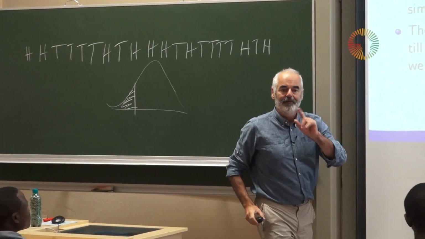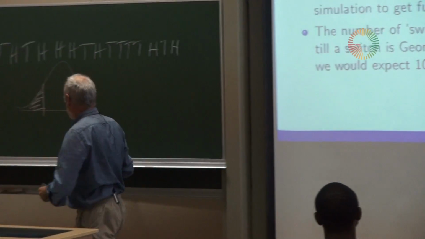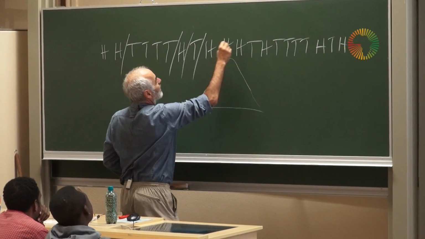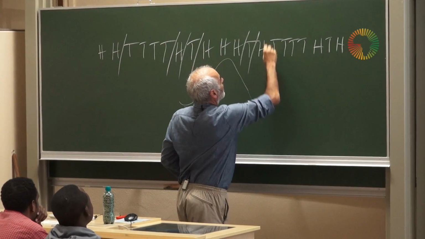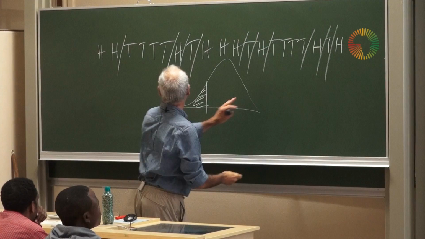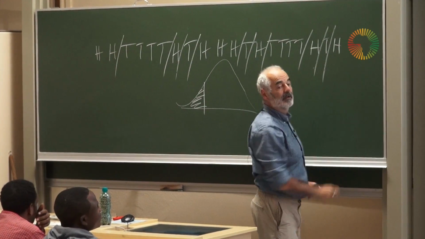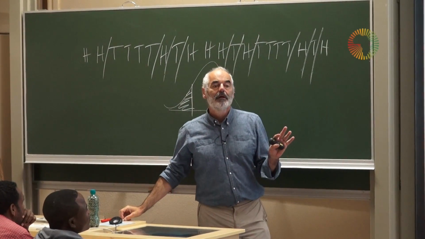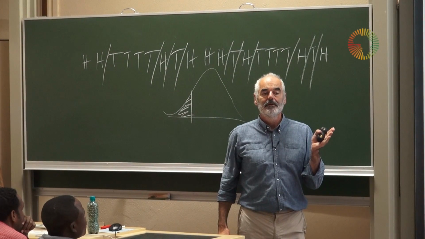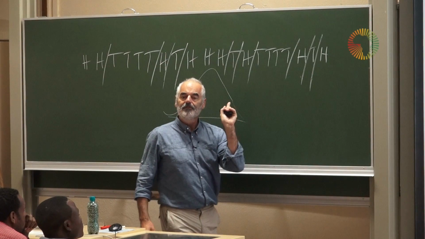The other statistic that people use to check is what's called the number of switches. How many times is there a switch? There's a switch there, and there, and there... 1, 2, 3, 4, 5, 6, 7, 8, 9, 10, which it turns out is exactly how many you would expect. So that's just right. That's just how many switches you would expect from a real sequence.